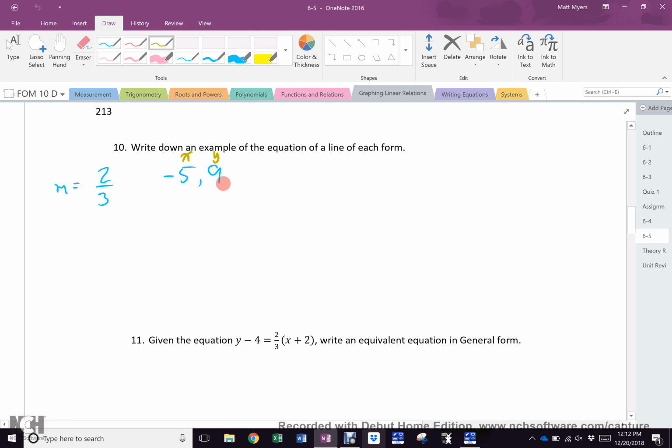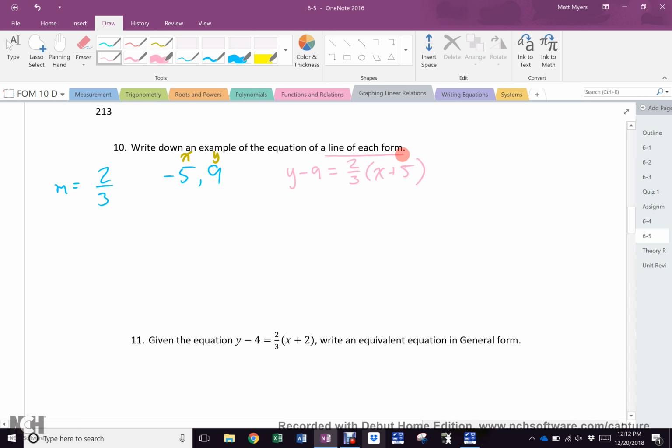Put that into point slope form. Wait, what? Put it into point slope form. Y minus 9 equals 2 over 3, and then bracket x plus 5 bracket. Yes? Now, if I was going to graph that, I would go to negative 5, positive 9, and go up 2, right 3. Yes? And that would make a line on the graph. Agreed? Now, that is point slope form.